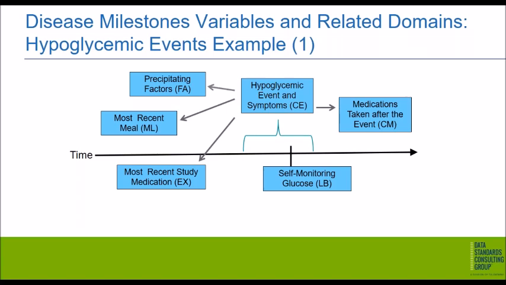In many respects, this is just like a visit. Okay, subject shows up for a visit. We have a bunch of data we're going to collect in the CRF when the subject shows up for a visit. This is just like a visit, except we just don't know when it's going to happen. It triggers a collection of a whole bunch of information.